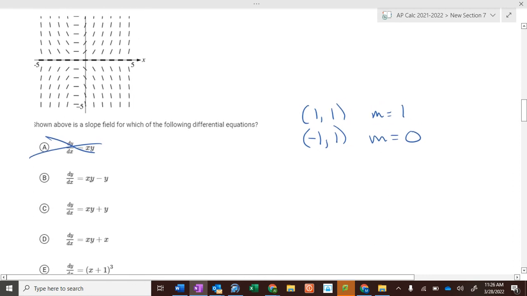So if we put that into the second one, 1, 1, do you get 1? 1, 1 minus 1, do you get 1? No, you're going to get 0. 1, 1, 1, are you going to get 1? No.